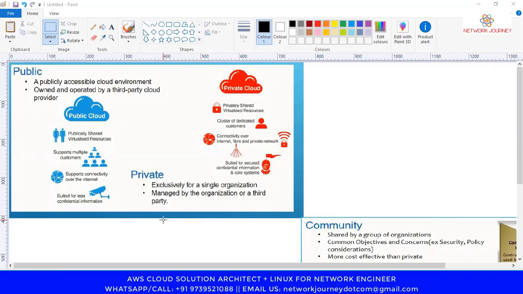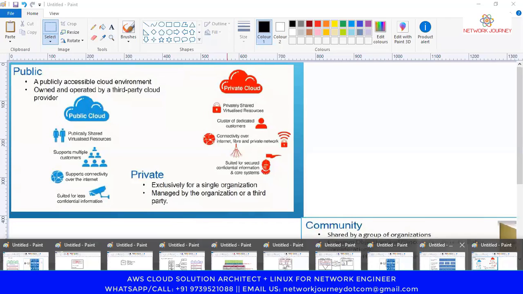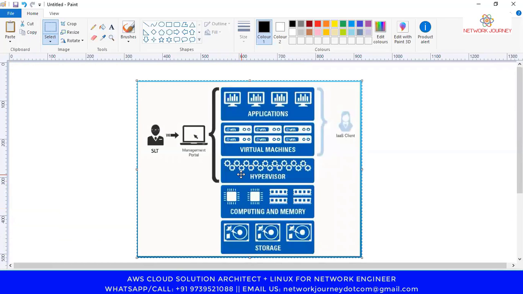But on the other hand, private cloud, right? As I said, the data center they are allocating to you, this kind of data center they are going to allocate you. So that data center is dedicated for only a single customer.